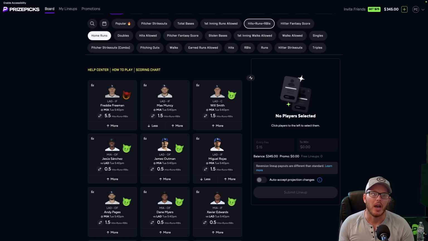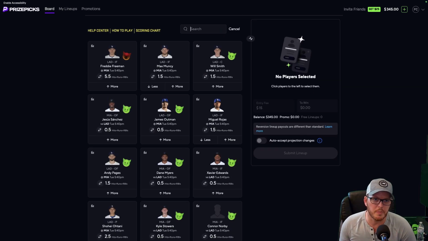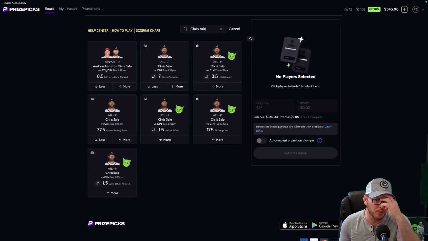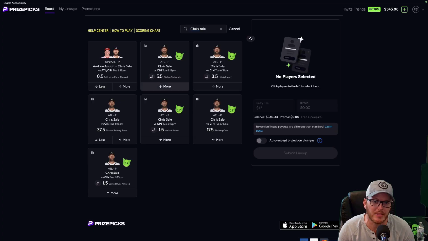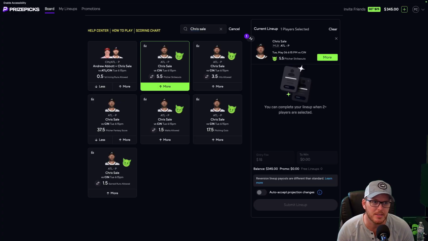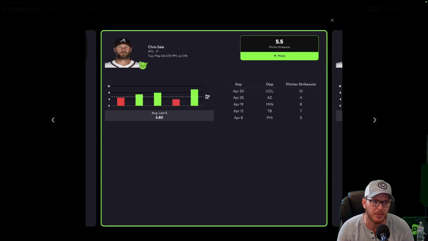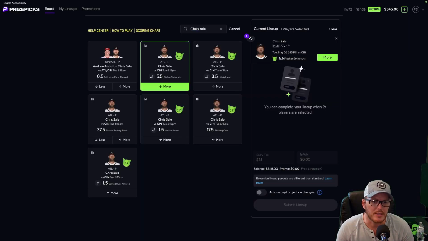Easy peasy. Now, I know I said I wasn't going to mention any other pitchers, but I will say this really quick. Whenever the Reds are playing, you have to consider the opposing pitcher. And Chris Sale at 7, I'm not taking him to get 8, but I think at 5.5, this could be a staple in all your lineups. Absolutely. 5.5.